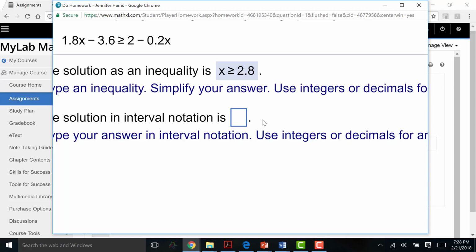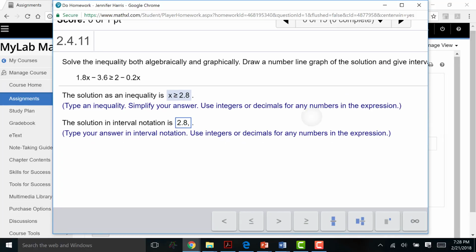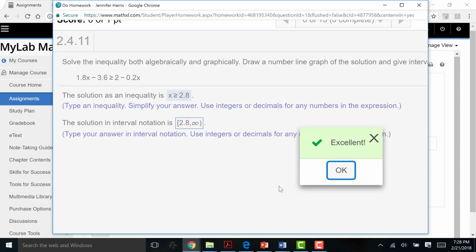So for this one, I'm going to put 2.8, comma, and there's my infinity symbol. Now I'm going to put a parenthesis to close the infinity symbol, but I'm going to put a bracket on this side, which is here. Now I'm done. And we can check it and see.